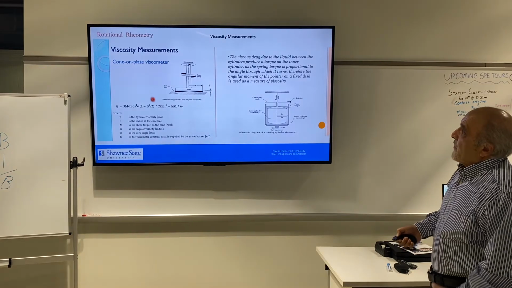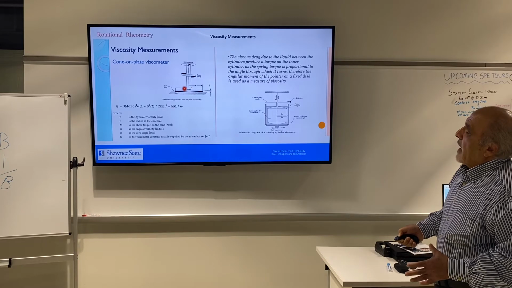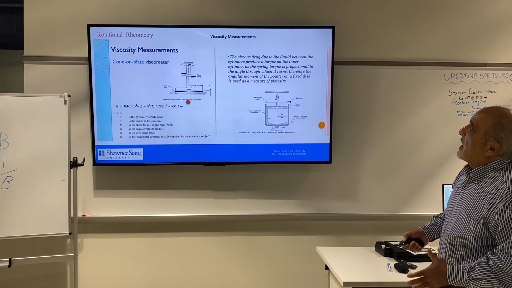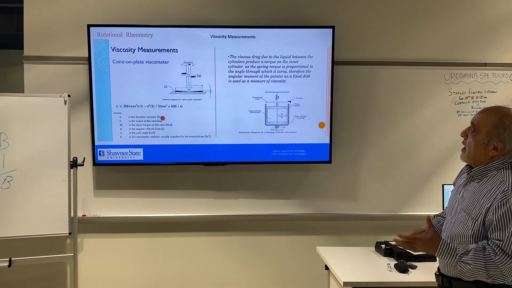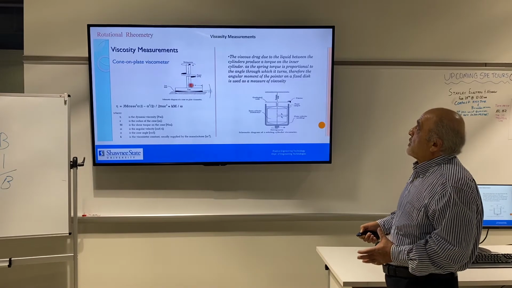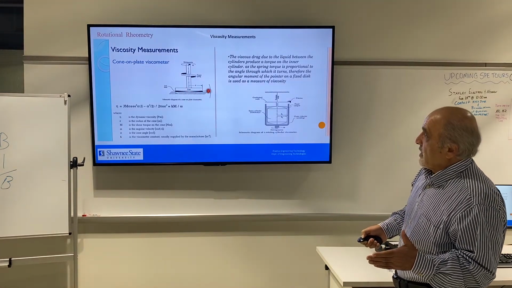So in general, for any geometry, plate or cone, both will give you material properties like shear rate and shear stress. The difference between these two depends on what range of viscosity we are looking at.